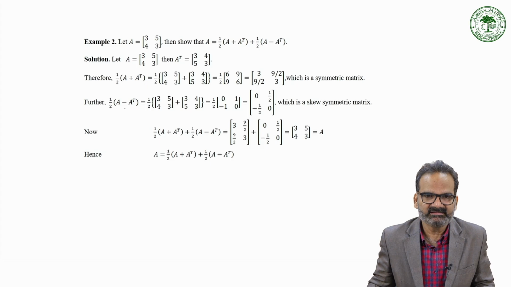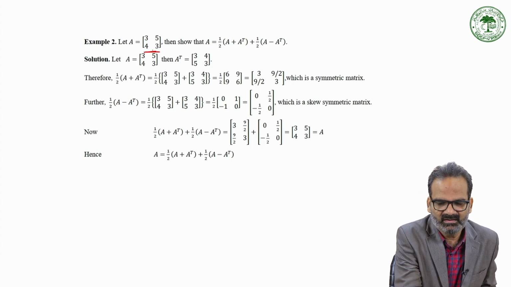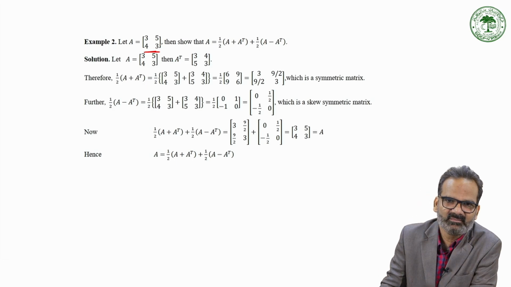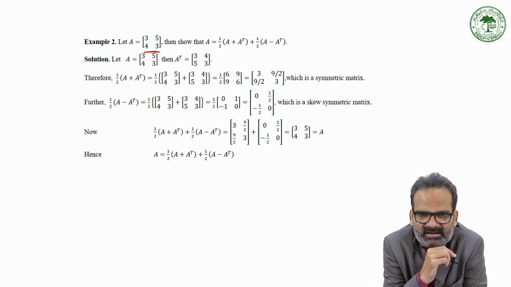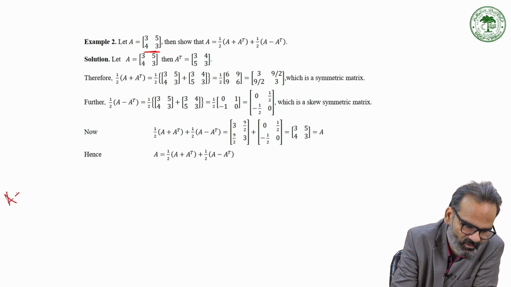Let us take another case. Let A be this matrix. It's a matrix of order 2 by 2, and of course it's a square matrix. Then show that A equals 1 upon 2 (A plus its transpose) plus 1 upon 2 (A minus its transpose). So what does it mean? It means a matrix A can always be written as 1 upon 2 (A plus AT) plus 1 upon 2 (A minus AT), right?